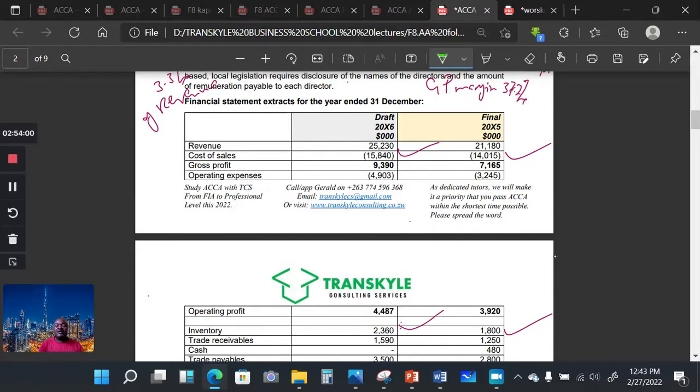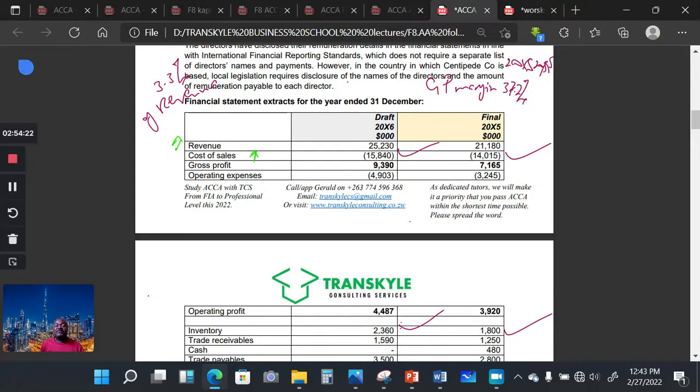You may also consider the issue of cost classification when you look at these figures. We have got revenue and cost of sales. They should rise in tandem, in parallel fashion. If revenue increases, we expect cost of sales to increase at the same rate.